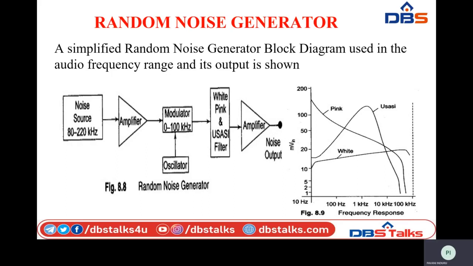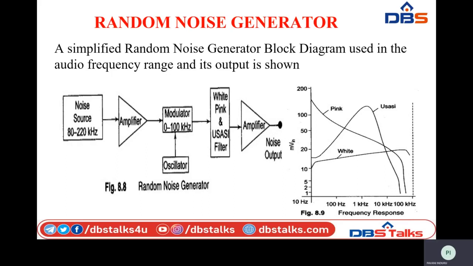After that, we have three different outputs available from the random noise generator. Those are white noise, pink noise, and USASI noise. These noises are helpful for us to test equipment such as music amplifiers and loudspeakers. To test their performance, it is necessary to apply these noises to them, and then we observe the signals which are present in them.